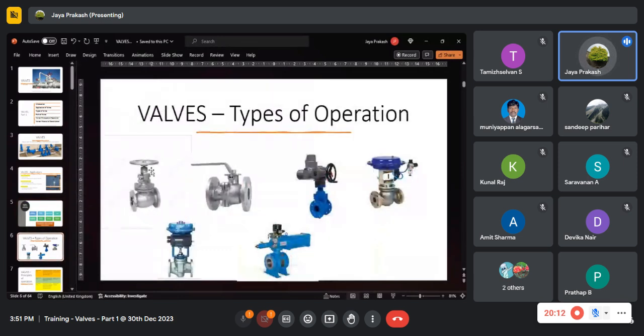As I said, this is hand wheel operation and lever operation, and electric actuator, pneumatic actuator, pneumatic control valve. This is a hydraulic control valve. This is an electro-pneumatic control valve, with the positioner and all.